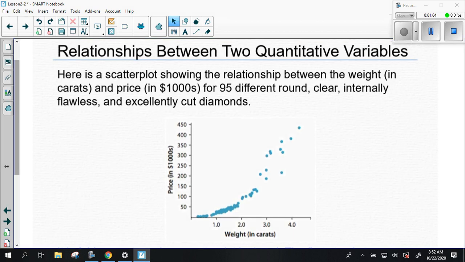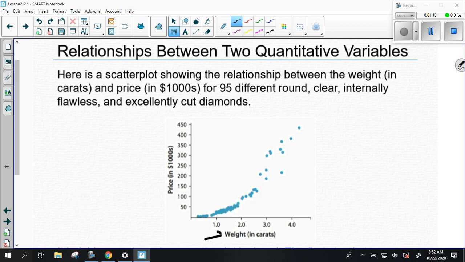This one makes sense, right? The weight of a diamond determines the price, right? Not the other way around. So it makes sense that you would put weight as your x-axis and your price as the y-axis. And we'll talk about that.